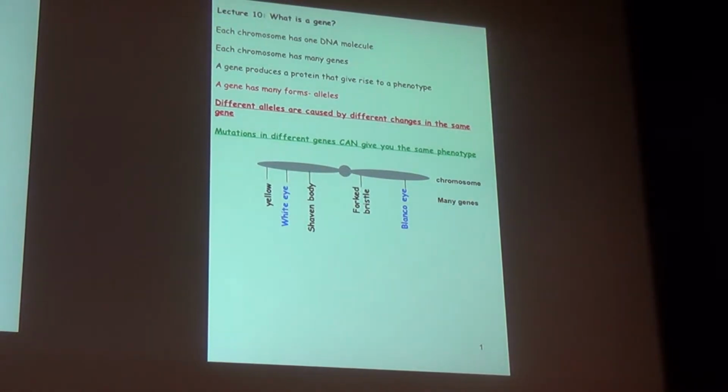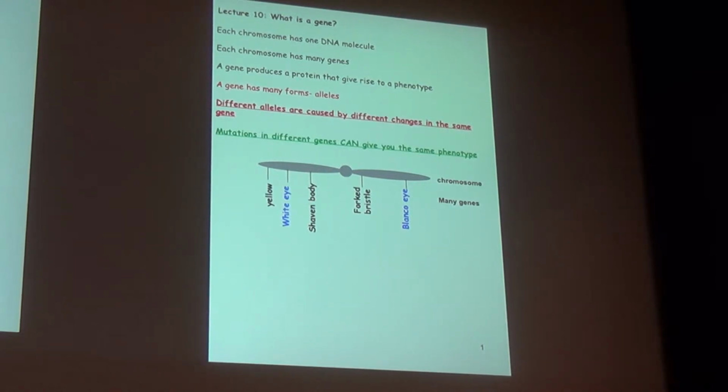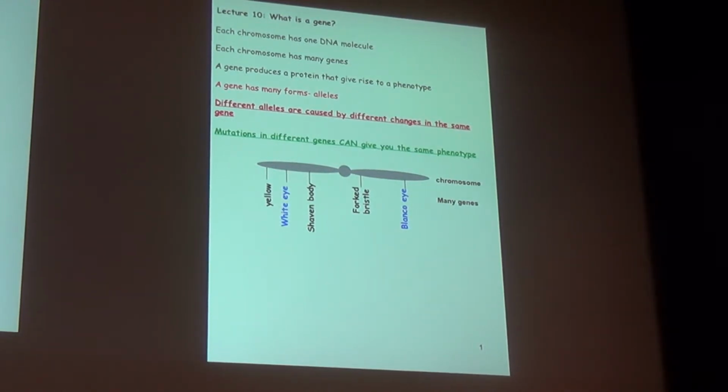Doing experiments of this nature. So now let's imagine you have an artificial chromosome. This is a made up story. You have a chromosome and you have different genes on it.